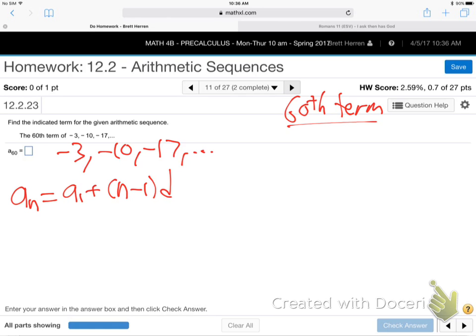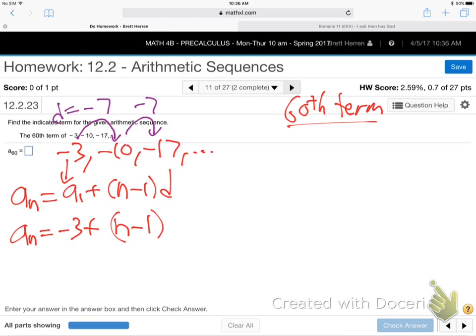How y'all doing? Is that coming out okay? What's the a1? That'd be that negative 3. Okay, and what's the d? What's the difference from term to term? Good. It's going down by 7 every time, isn't it? The d, the difference, the jump, starts at negative 3, goes down 7 to negative 10, down 7 more to negative 17. It's going down 7 every time. So the d is negative 7.